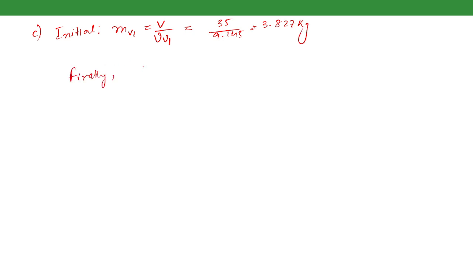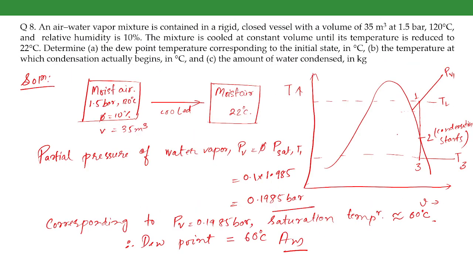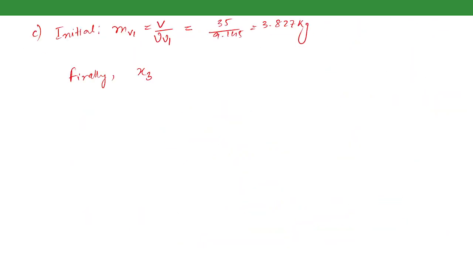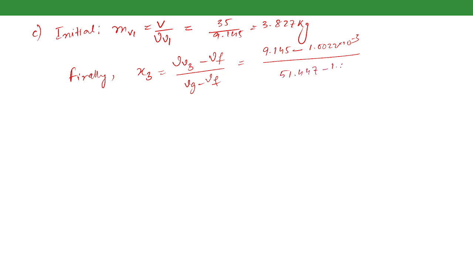And finally, since the specific volume will remain the same, we can write this as a fraction at this point. At state point 3, the quality can be determined from VV3 minus VF by VG minus VF, and VV3 will be equal to VV1. So this is 9.145 minus 1.0022 into 10 to the power minus 3, divided by 51.447 minus 1.0022 into 10 to the power minus 3. This value comes out to be 0.178.